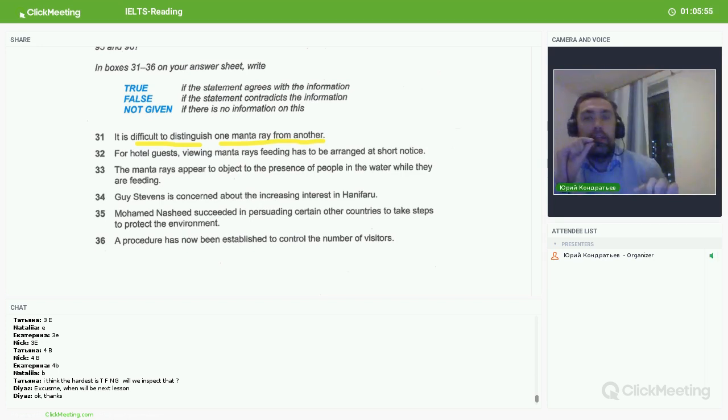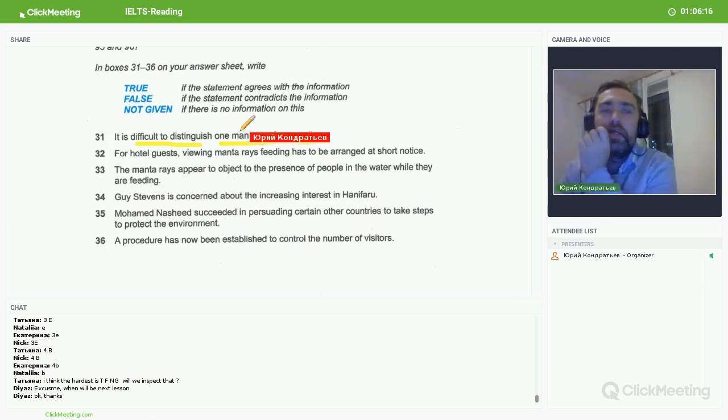If you find all the synonyms but one mismatch, it means the piece of information that contradicts this sentence, then it's false. And as for not given, you find more than one mismatch. Let me show you an example. So it's difficult to distinguish one manta ray from another.